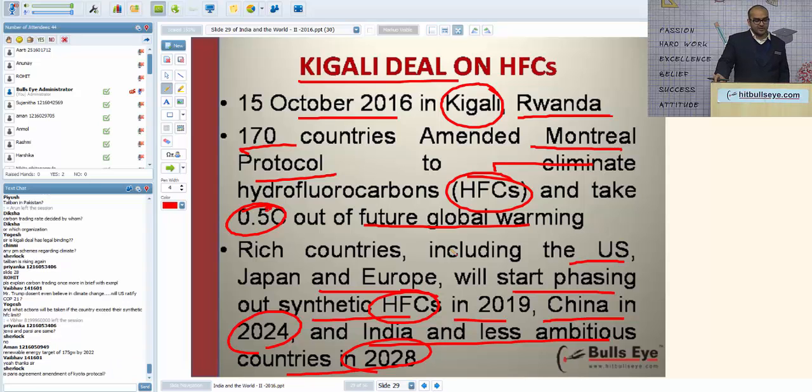Yogesh, if a country breaks an international treaty or exceeds the limit, it is liable to be sanctioned by the UN in terms of UN economic sanctions and trade sanctions, etc.